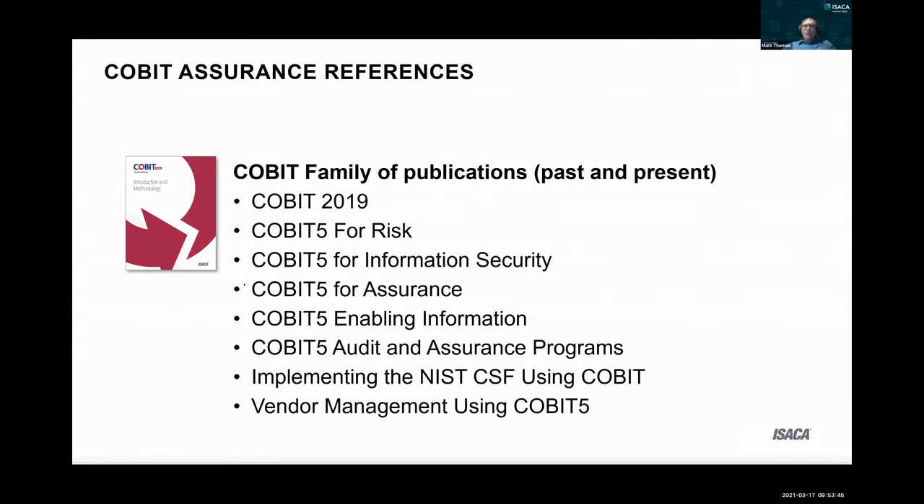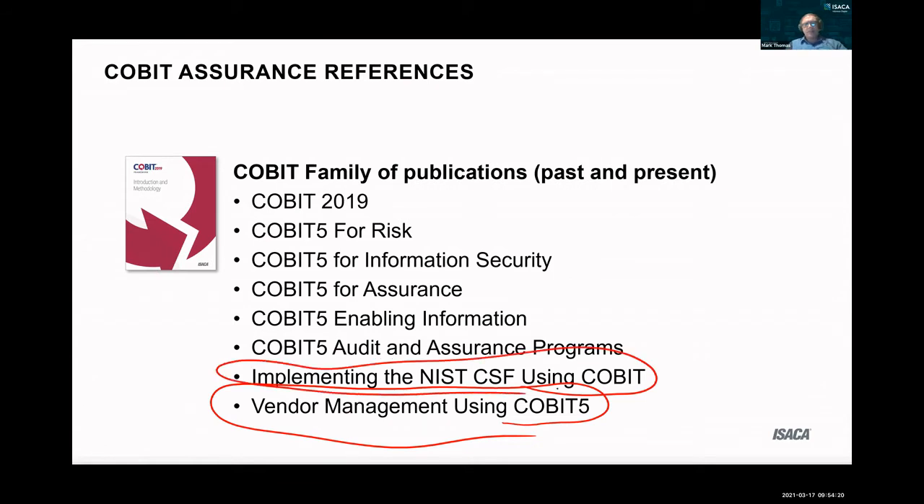I forgot about this slide. There are Cobit family publications. Just because we're on Cobit 2019, don't think for a second that some of the Cobit 5 stuff is irrelevant. There's some great information out there. In fact, there are 2 documents. If you're a cybersecurity organization, I would definitely look at vendor management using Cobit 5. Even though it says Cobit 5, you can map that quite nicely to Cobit 2019. And this one's a good one right here: implementing the NIST CSF using Cobit, a really good document.